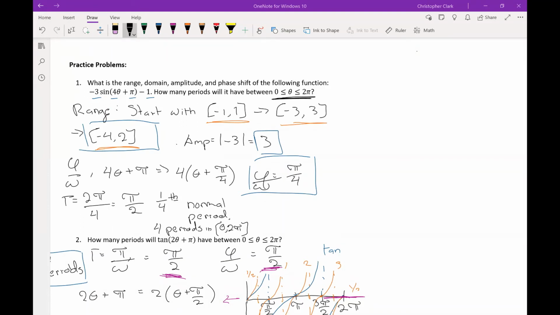So I wanted to go back to this problem because I realized that part of my reasoning was incorrect, and I want to go through and really show what that looks like. So I said that you find the period like normal, right? So we did 2 pi divided by omega. Omega is 4, so 2 pi over 4 is pi over 2. And then we found phi over omega is pi over 4, and that is half of the period. All of that up to that point is correct.